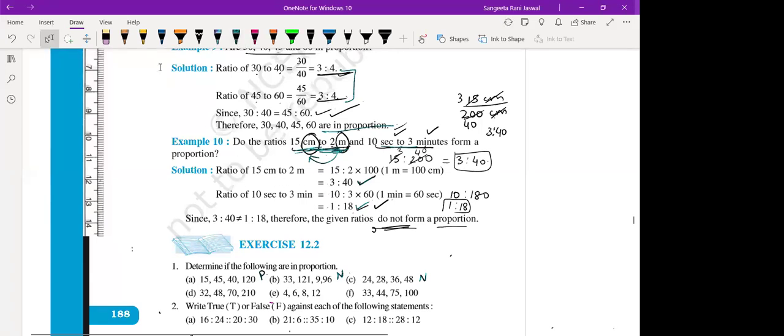Okay, so will you try finding out these two? Shreyans, you do the C bit. Adya, you take this B one. Neha, you take this F. Please find out whether they are in proportion.